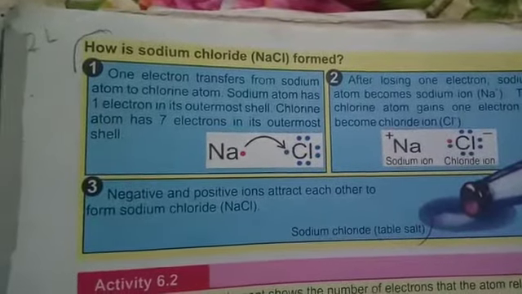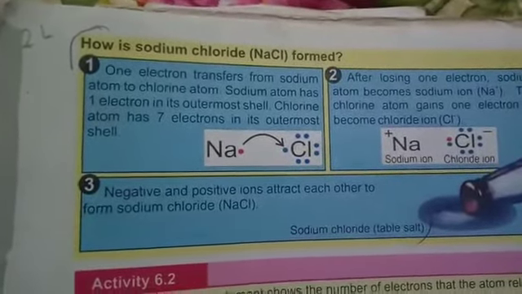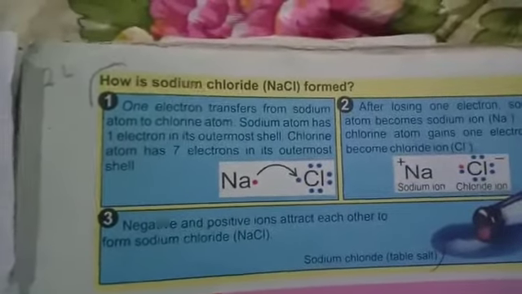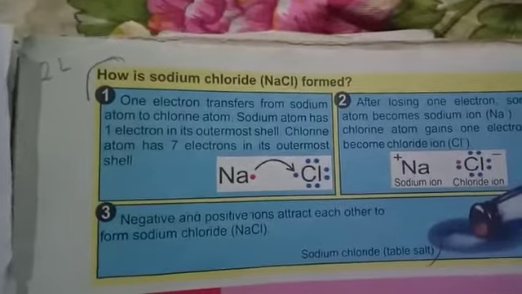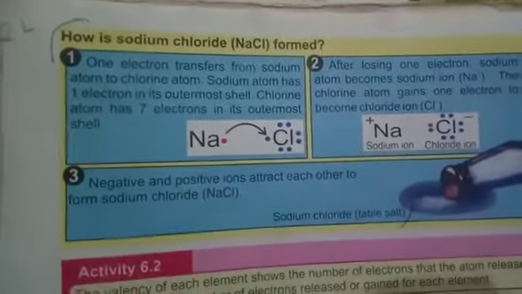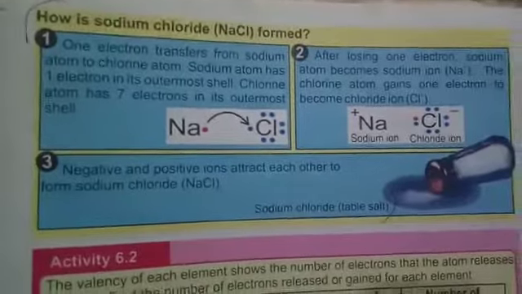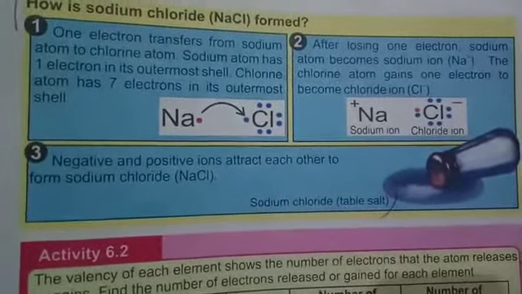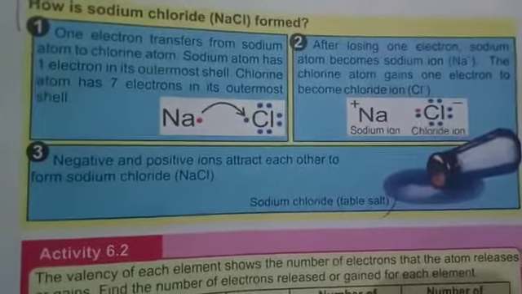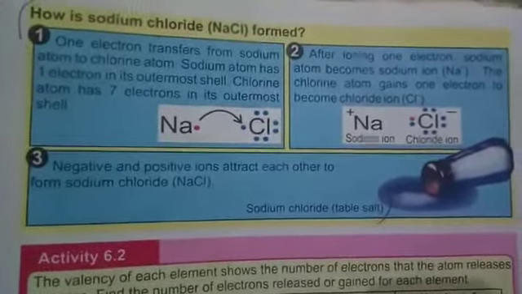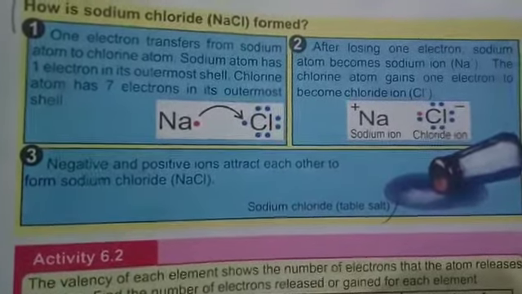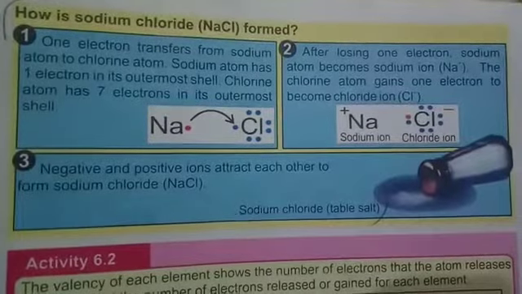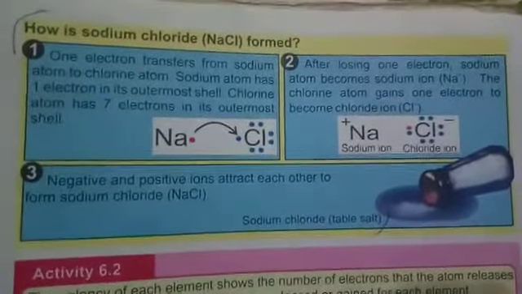Sodium is a metal. One electron from the sodium is transferred to the chlorine that has 7 electrons in its valence shell. After losing the electron, the sodium atom becomes a sodium ion, or sodium cation, while the chlorine atom gains that electron and becomes a chloride ion, or anion. Now these oppositely charged ions will attract each other and become the sodium chloride compound, or the common salt.